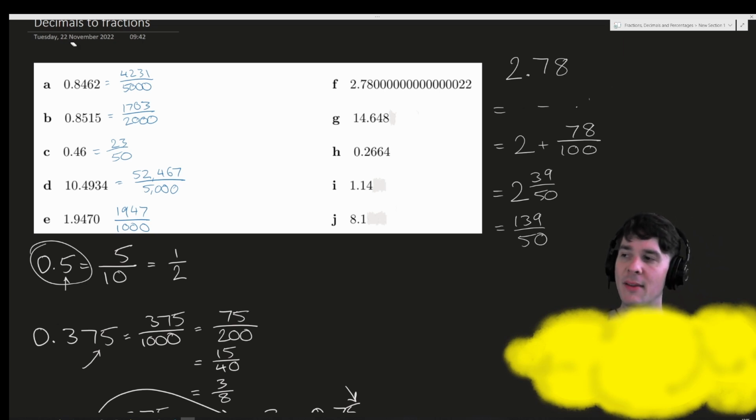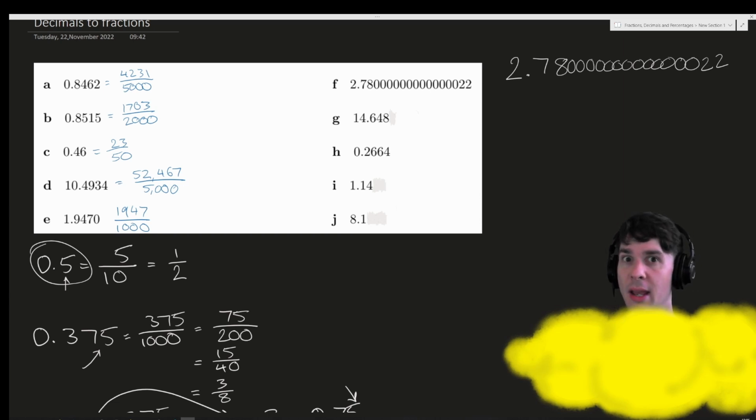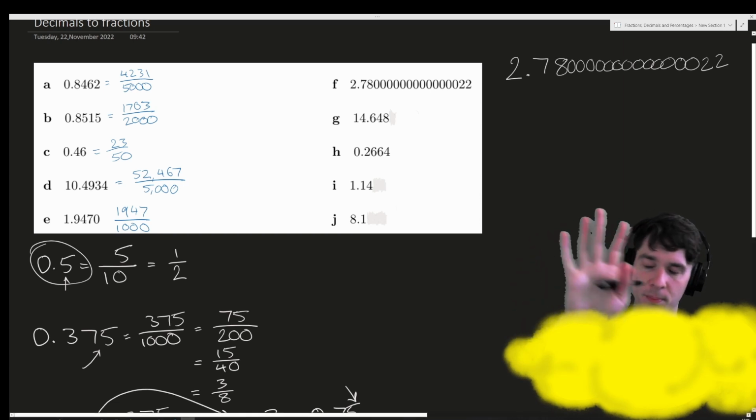But let's have a look together at what would happen if we had that huge number. Now I've counted those zeros. There's 13 of them. Very unlucky number. So let's add in the real number. 1, 2, 3, 4, 5, 6, 7, 8, 9, 10, 11, 12, 13, and then 2 at the end. All right. So in this case, because the number is so big already, I don't think it saves us much hassle if we break it into 2 and 0.78000, etc.